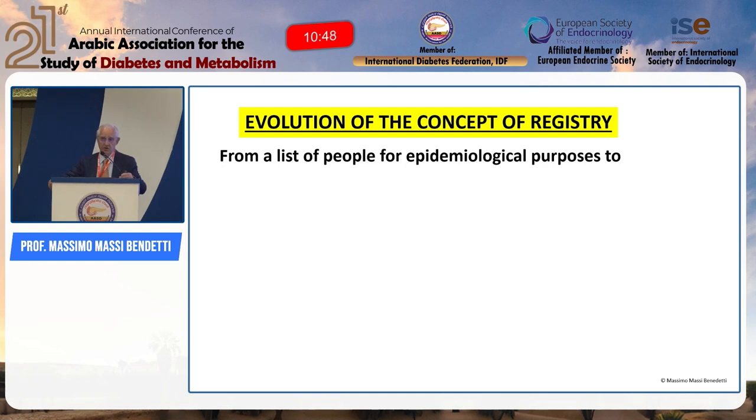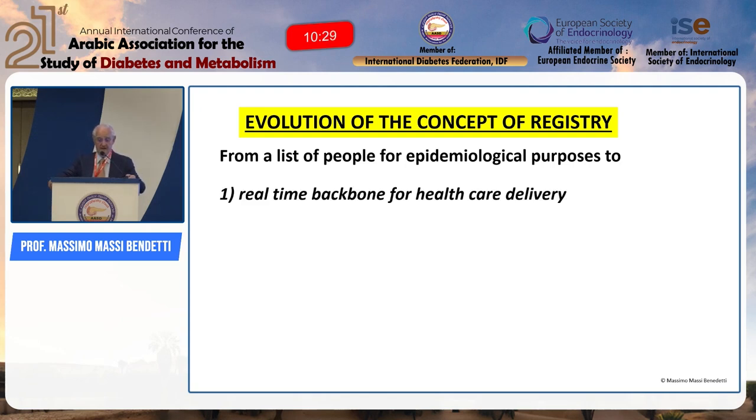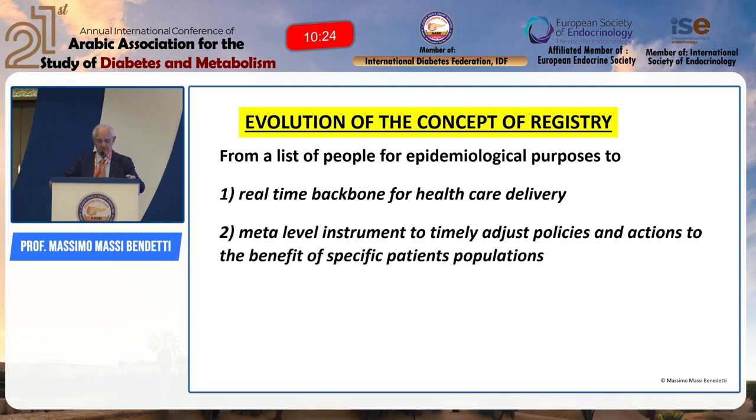We still continue to call them registries, but actually it's a different way, because there is an evolution of the concept of registry, from a list of people for epidemiological purposes to a real-time backbone for healthcare delivery. We do have the information in real time, and then we can use it for delivery of care. A middle-level instrument to timely adjust policies and action to the benefit of specific patients' population, and a real-life evidence-based instrument.